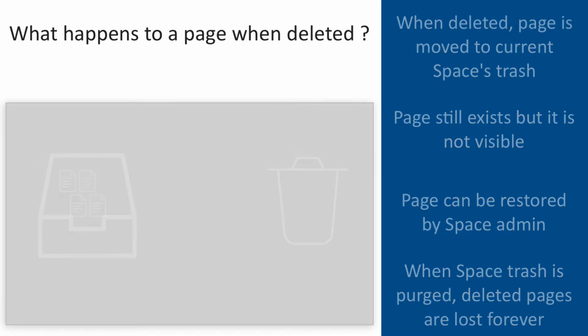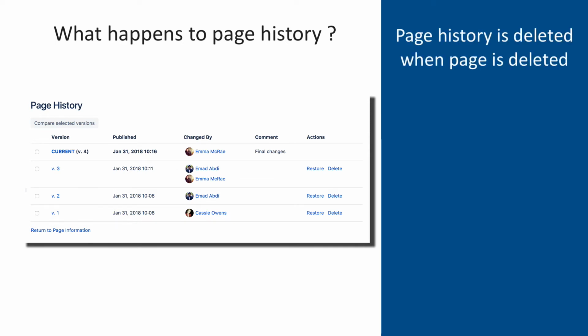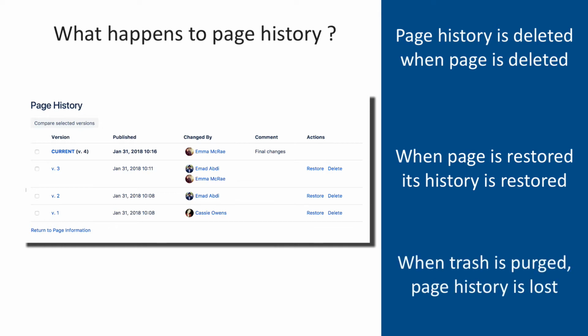You might wonder what happens with the page version history when a page is deleted. The answer is straightforward. It is deleted with a page, but if the page is restored, its version history is restored as well. When the trash is purged and the page is permanently deleted, the version history is also gone.